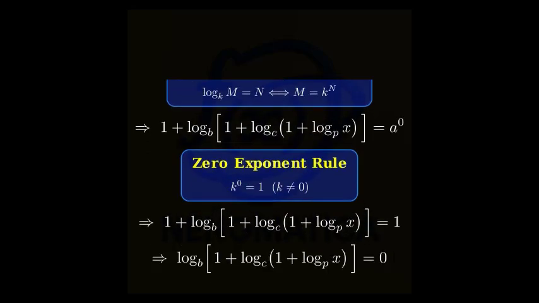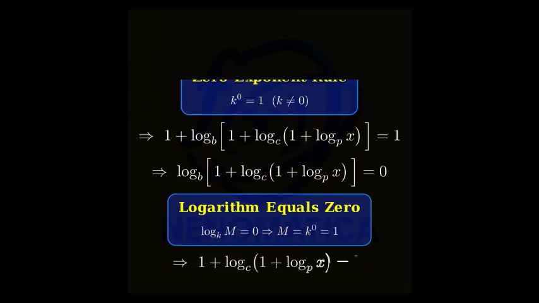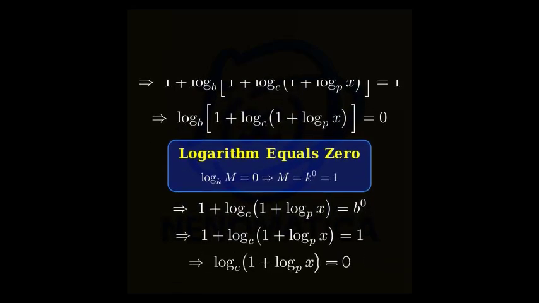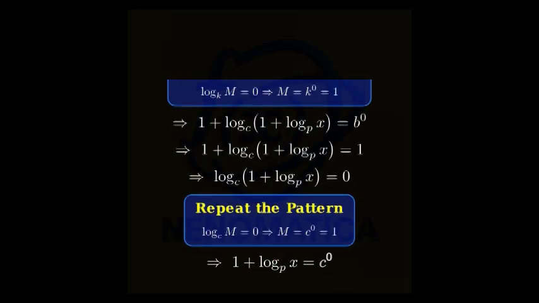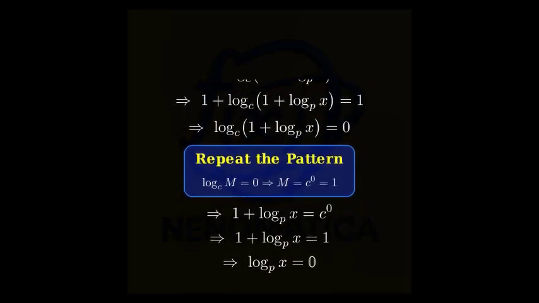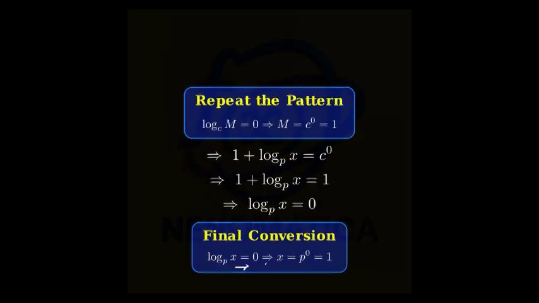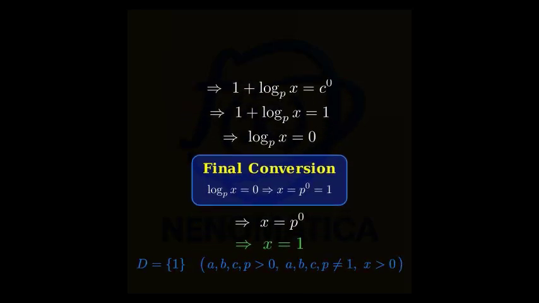Subtract 1 from both sides to isolate the next logarithm. Now repeat the same idea for the log base b. If the log equals 0, its argument must be b to the 0, which again equals 1. Again, if the log base c equals 0, its argument equals c to the 0, which is 1. That gives us a simple equation for the next layer. Finally, if log base p of x equals 0, then x must be p to the 0, which equals 1.